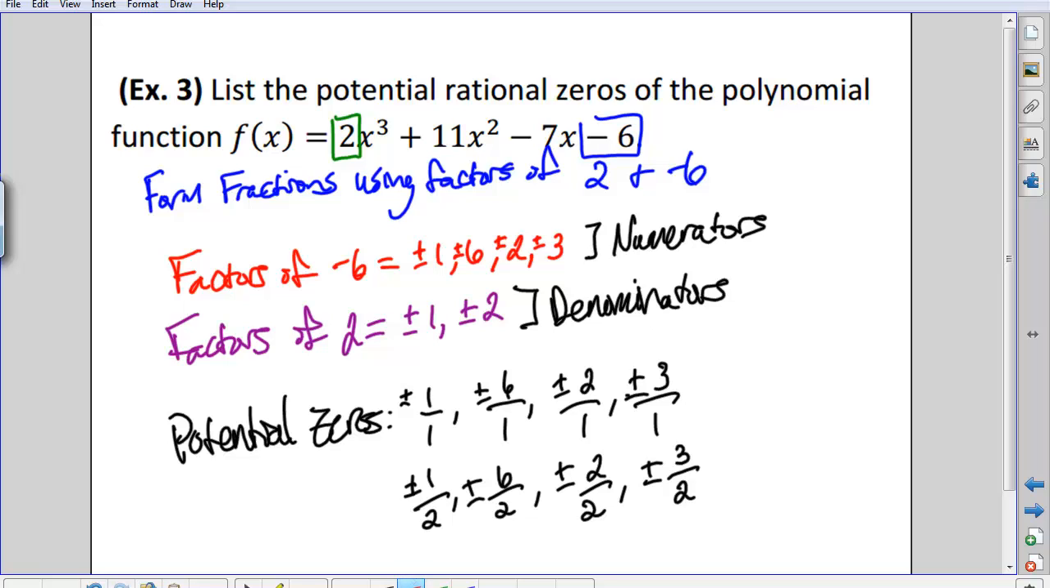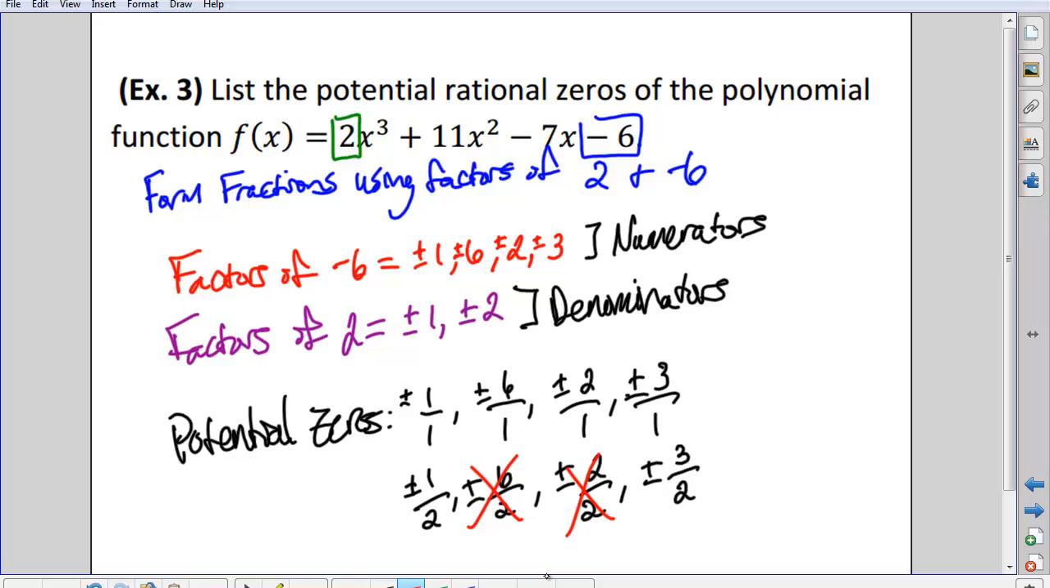Now, are there any duplicates? Well, if we reduce 6 over 2, that's the same as 3 over 1, right? So this one is a duplicate. Also, 2 over 2 reduces to 1 over 1, so that's a duplicate. We can get rid of those. We end up with 6 potential zeros.